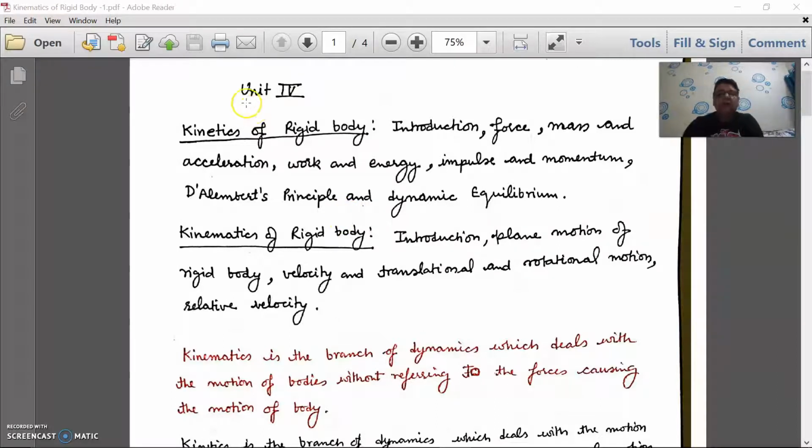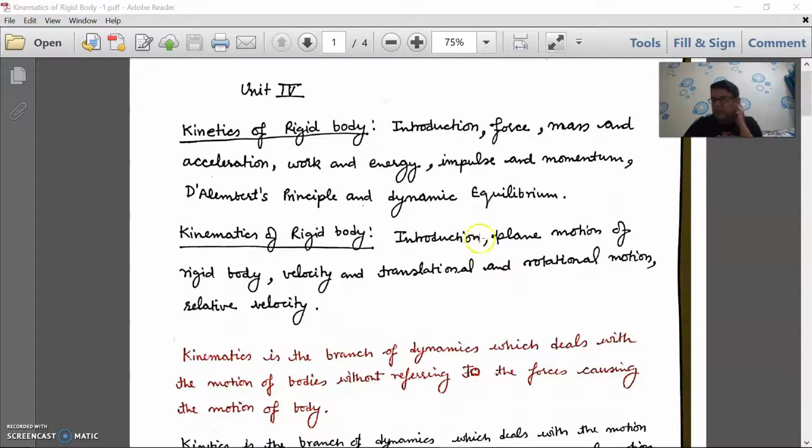Okay. Today we'll start with the fourth unit, and actually in the fourth unit there are two chapters. One is the kinetics of rigid body and another one is kinematics of rigid body, right? So in these two chapters, first we'll start with the kinematics of rigid body, and actually in this chapter there are very easy topics which are covered.